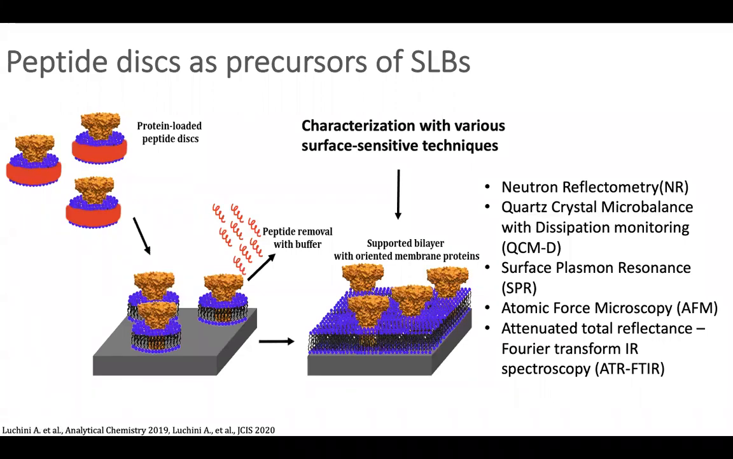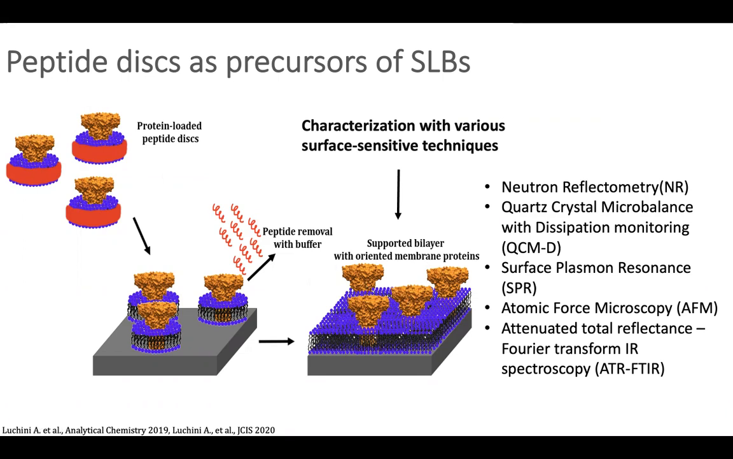peptide molecules. You can inject the peptide disc on a hydrophilic support and they will spontaneously adsorb on the support surface. And because this peptide behaves a little bit like a detergent, so the peptide assembled with the lipid is in equilibrium with free peptide in solution, you can just remove the peptide by rinsing the surface with fresh buffer solution. And the initial patches of bilayer that are formed will then fuse and eventually form a continuous supported bilayer.